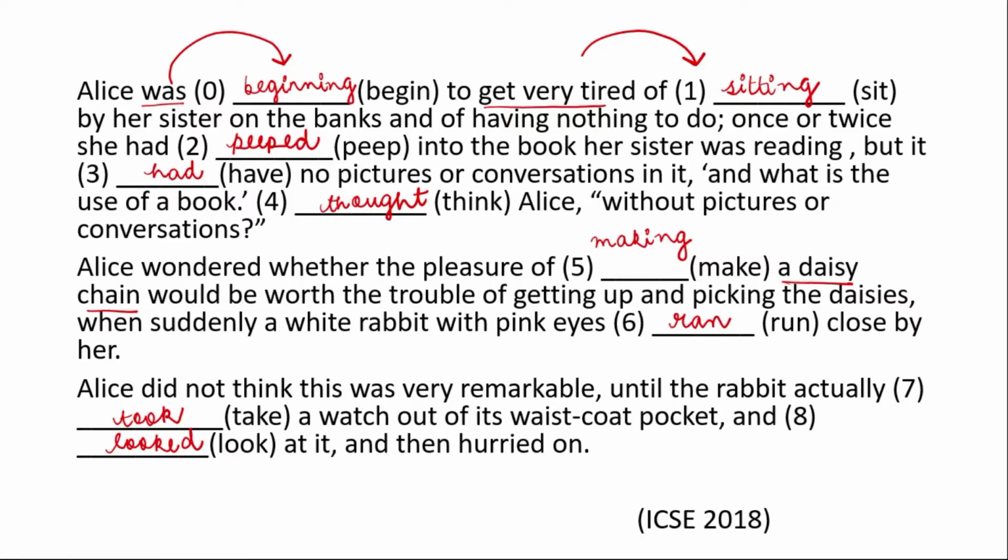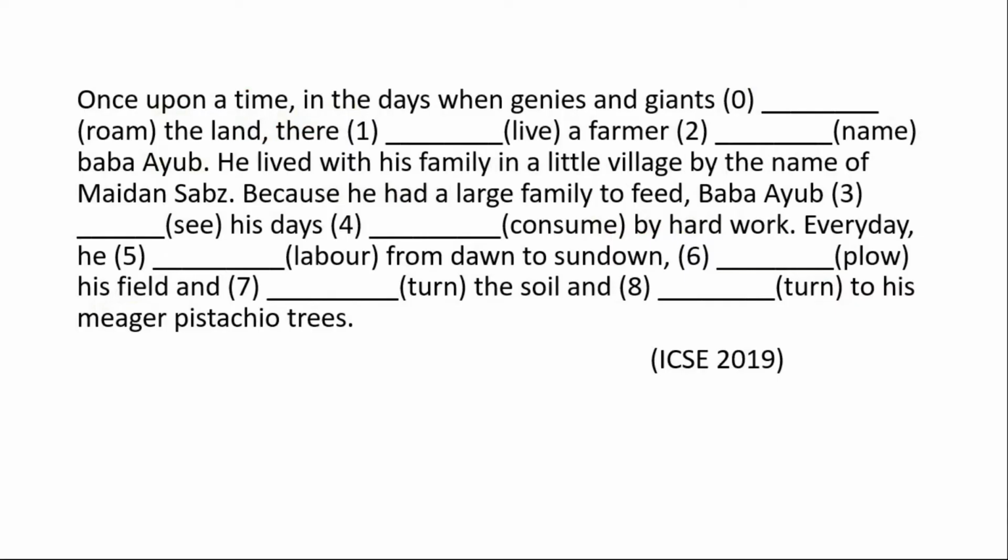So I hope this is clear. This was ICSE 2018. Let's move to the next one, ICSE 2019. Once upon a time. When you hear the words once upon a time, you already know this has happened in the past. Once upon a time, in the days when genies and giants dashed the land. So the past tense of roam is roamed. Okay. You can pause the video, solve until 8 and then play.